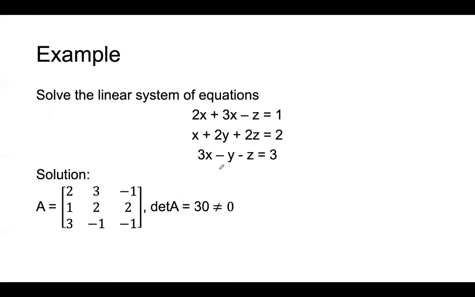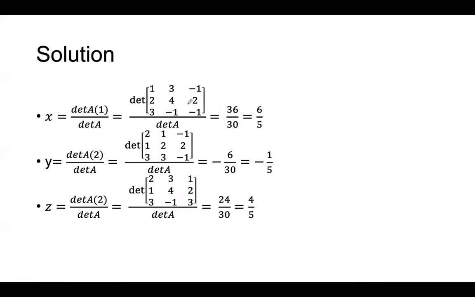So let's see an example. Suppose we have a linear system of equations, equation 1, equation 2, equation 3, and we put the info in our A and we calculate the determinant. It's not equal to 0, so it's invertible. Therefore, we know we can solve it using Cramer's rule. So we put the columns in A, and now we calculate the determinant of the top. The determinant of the entire A is 30, and then we have a solution for X, Y, and Z.